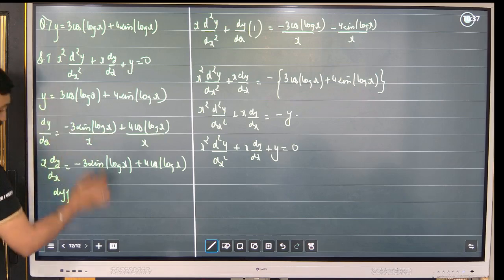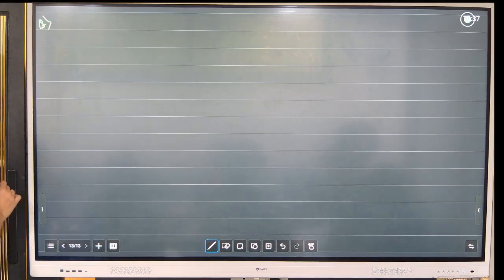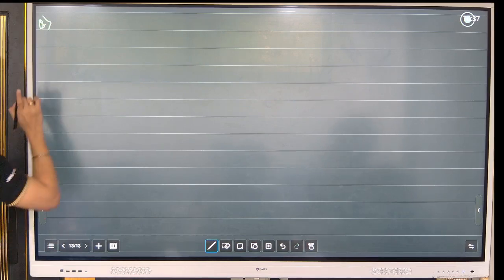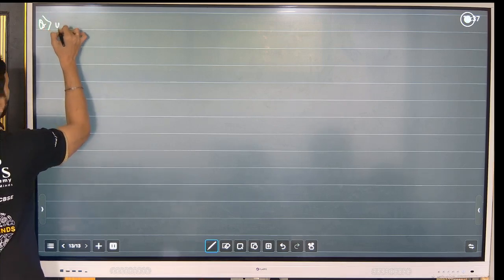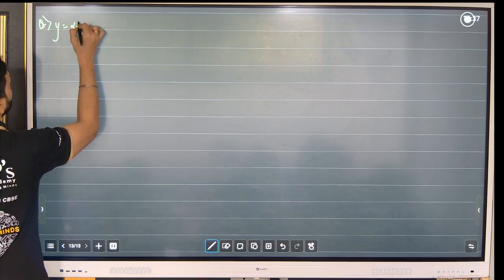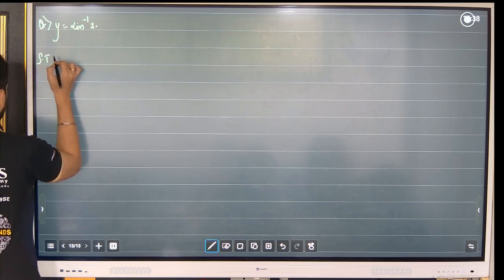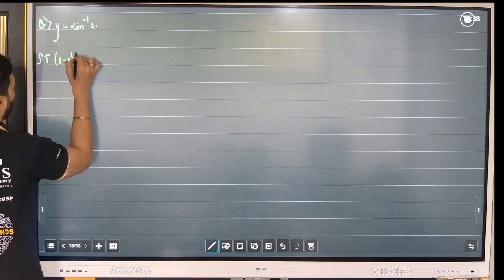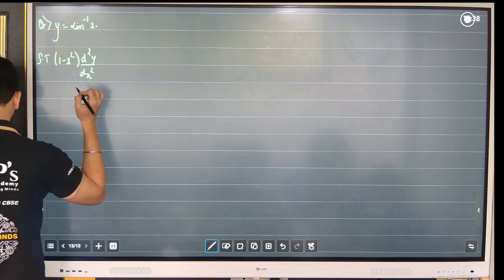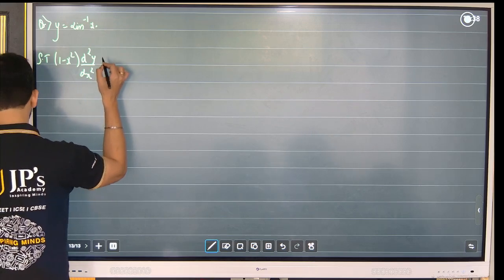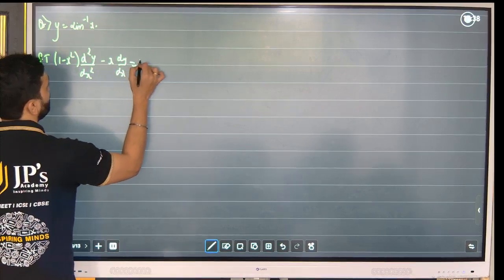Now, on the same lines, look at the next question. Okay, now imagine the question is this: y is equal to sine inverse x. Show that 1 minus x square d square y by dx square minus x dy by dx equal to 0.